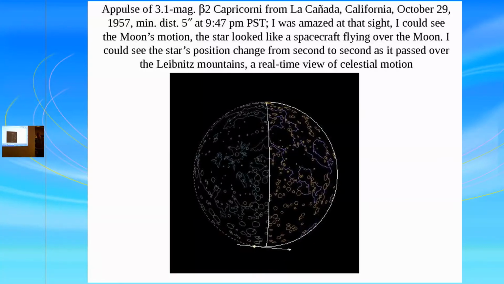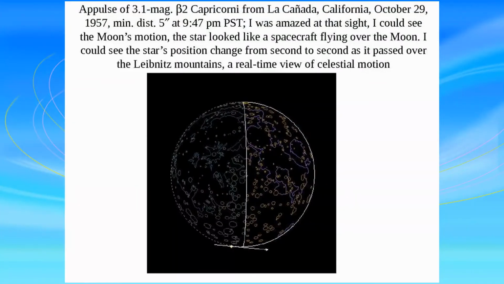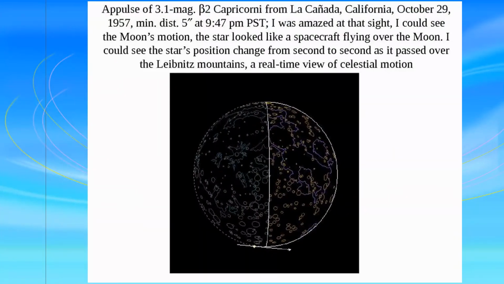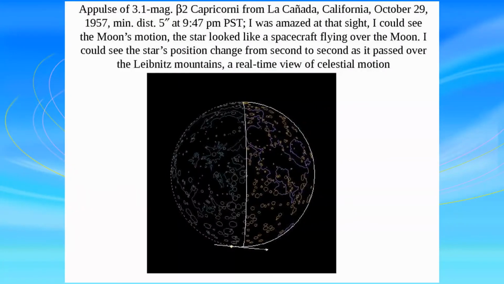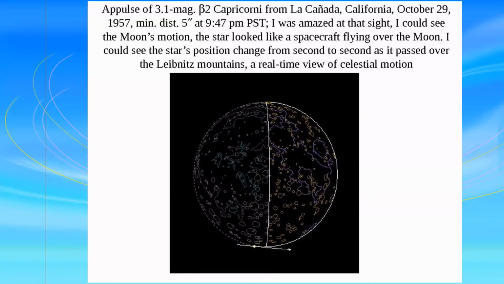I was expecting it to disappear, and it didn't. It just got closer and closer to the edge of the moon, and then passed right over the mountains along the southern edge of the moon. It was a bright third magnitude star, so it looked really neat. And I was totally amazed at this sight. And I could actually see the moon's motion.